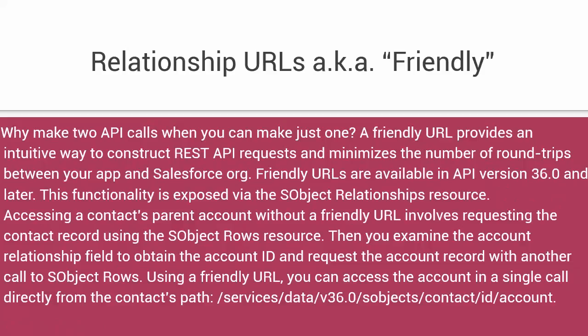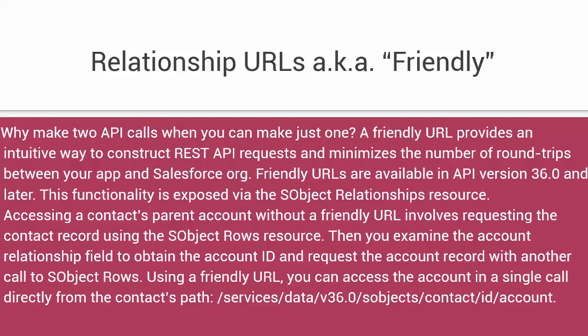What are relationship URLs? Relationship URLs, also known as friendly URLs, are an additional feature of Salesforce REST API. So instead of making several calls, you can use one using this friendly URI. It provides an intuitive way to construct REST API requests and minimizes the number of round trips between your application and Salesforce organization. Friendly URLs are available in API version 36 and later. This functionality is exposed via the sObject relationship resource.